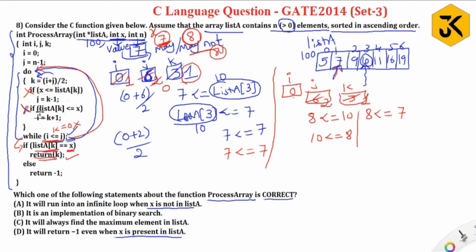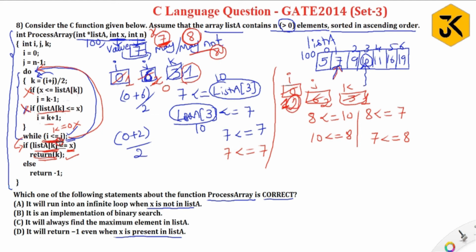And condition fails, so it is going to try to execute the next statement. Now list A of 1. List A of 1 is what? 7 less than or equal to 8. Then condition is true. Then i value is incremented by 1. I value is incremented by k plus 1. K value is what? 1. Initially 0, I said it by mistake. Sorry, k plus 1, right? K value is 1. 1 plus 1 is 2. So i value will be updated to 2 now.